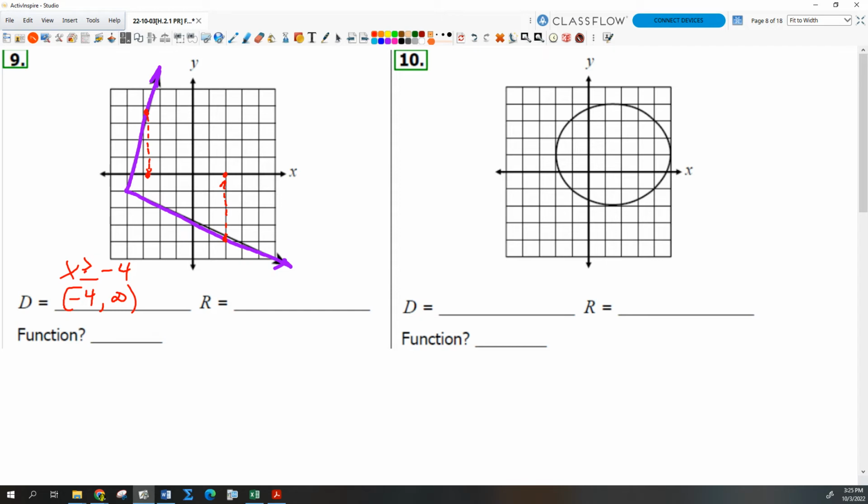Okay, good. It's going to be a ray, isn't it? It's going to be a ray that has a closed endpoint at -4, and it's going to move to the right forever from -4. Everybody agree? That corresponds with our domain, doesn't it? Now, what's the projection of the purple graph onto the y-axis?